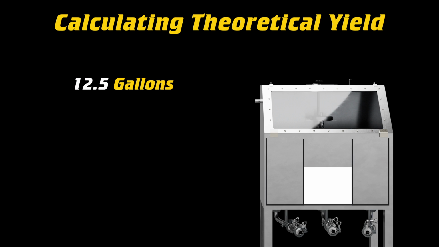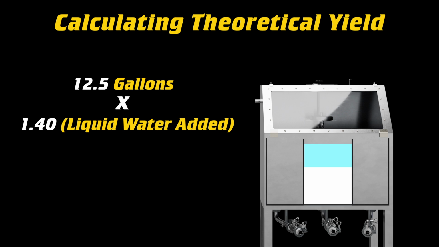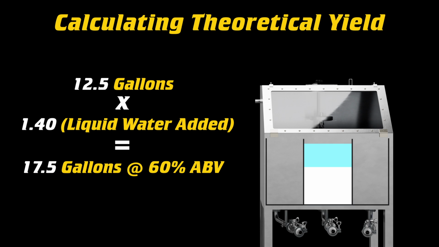For our example, we have 12.5 gallons. This is what we know we can yield based on the volume of our still kettle and the alcohol content in our starting wash. Multiply that by 1.4, that's where we're going to pick up the additional 40% of liquid water, equals 17.5 gallons at 60% alcohol is our total theoretical yield.